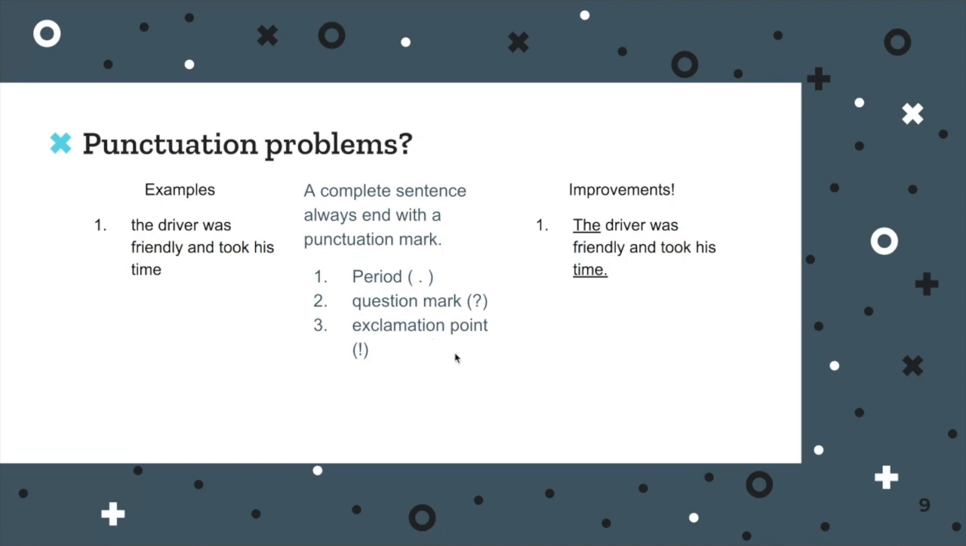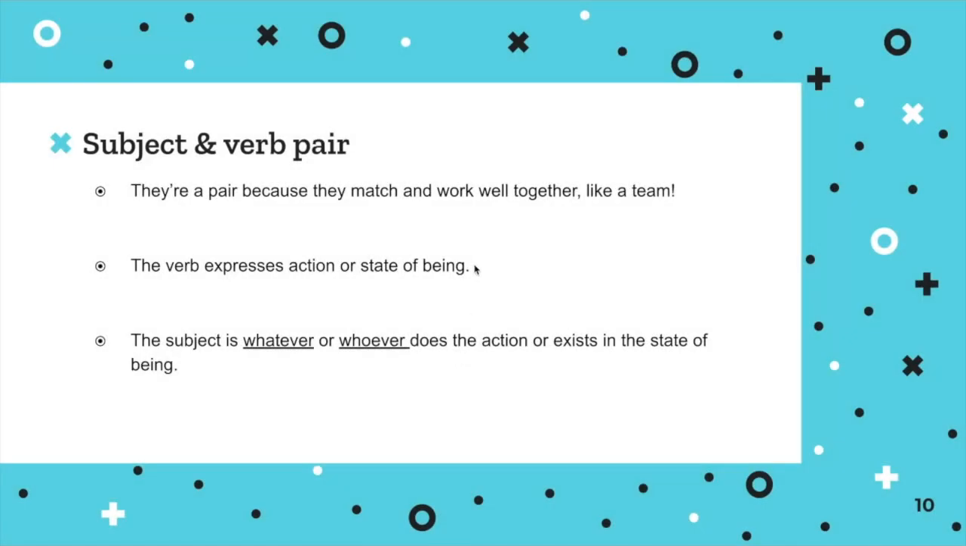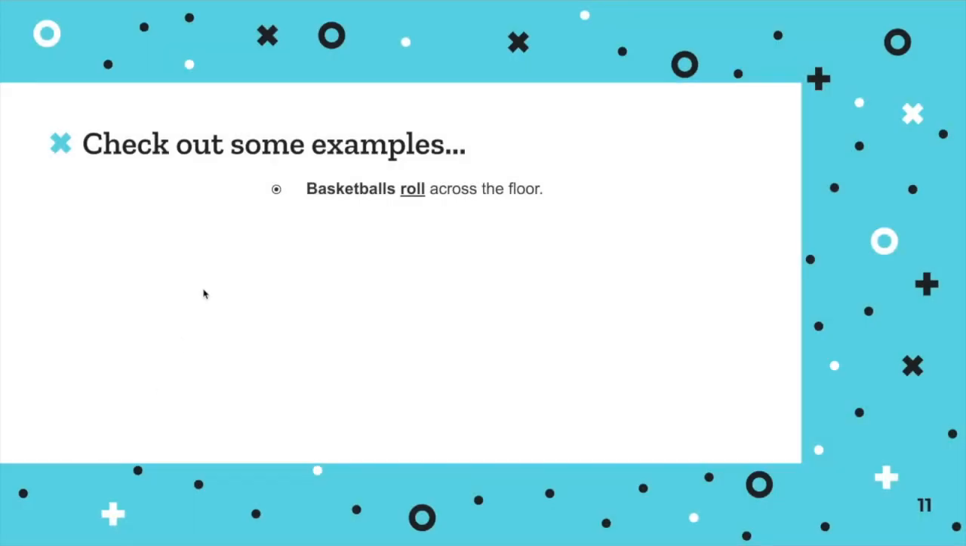Don't forget that, please. Lastly, subject-verb pair. Now, this is also another topic I'm going to make another video on because this is very important and it's a lot of details to subject-verb agreement. So stay tuned for that. But for now, they're a pair because they match and work well together like a team. The verb expresses the action or state of being, and the subject is whatever or whoever does the action or exists in the state of being. All right? Here's some examples to help you understand that.